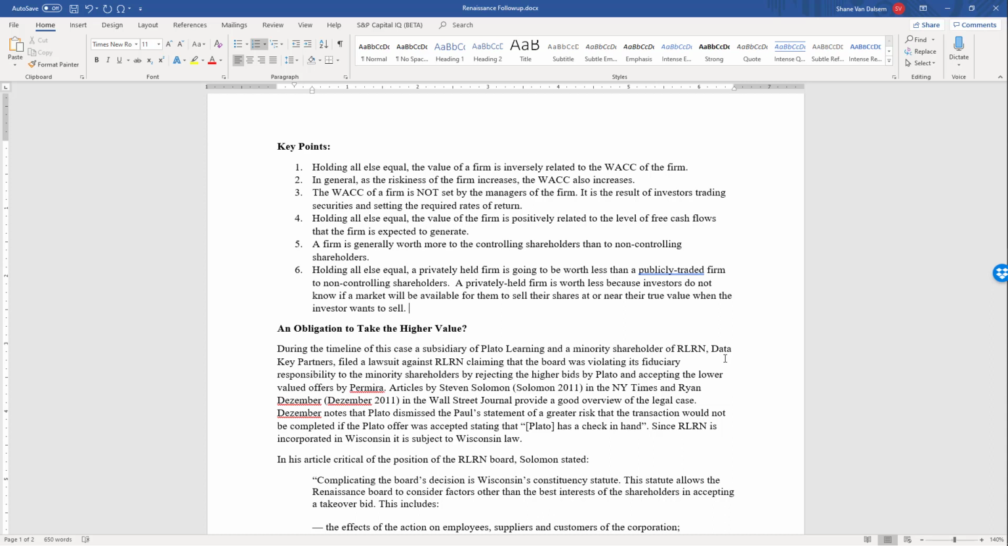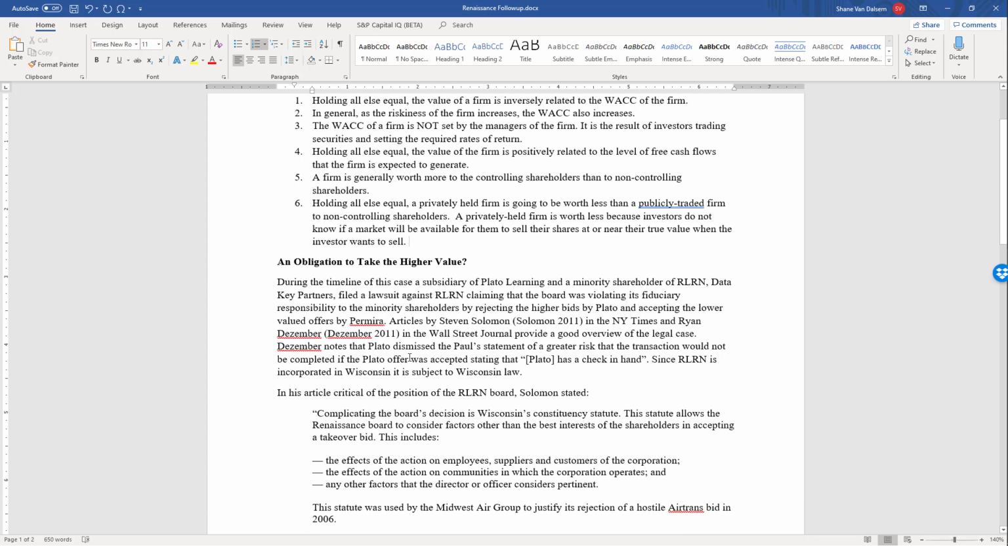The company that was a minority shareholder of Renaissance Learning was called Data Key Partners, and it was part of Plato Learning. Whenever Renaissance Learning went public and stated that they were going to sell to Permira, Data Key Partners filed a lawsuit against them, claiming the board was violating its fiduciary responsibility to the minority shareholders by rejecting the higher bids by Plato and accepting the lower valued offers by Permira.